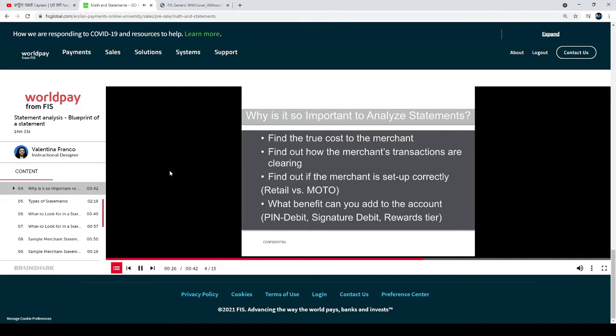Maybe they're not set up with PIN debit and most of their transactions are $100. Maybe they're set up with signature debit now and don't understand the difference between signature debit and PIN debit. And lastly, maybe we can add a rewards tier to help them save money even further.